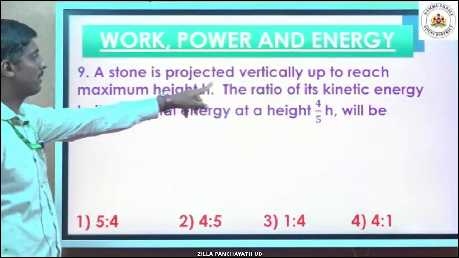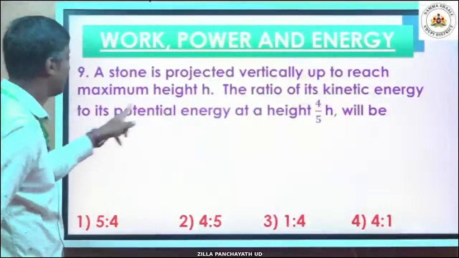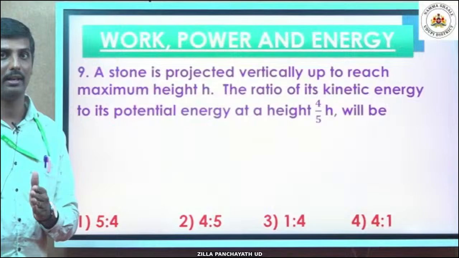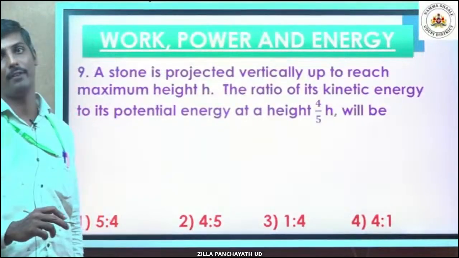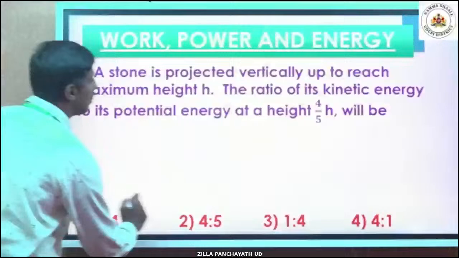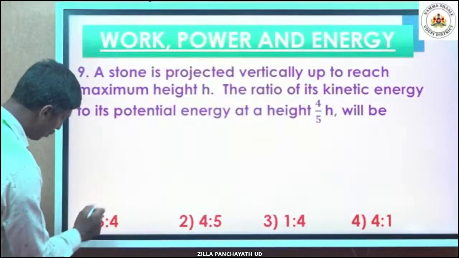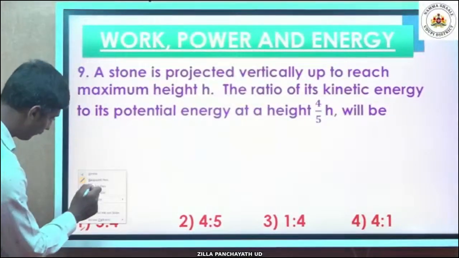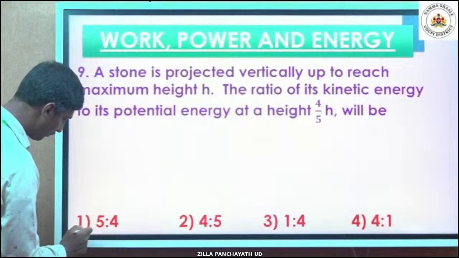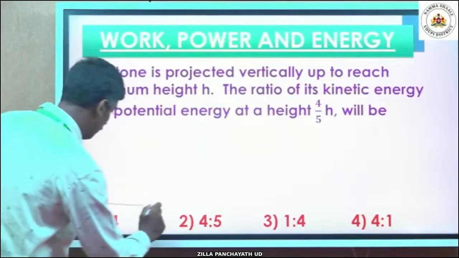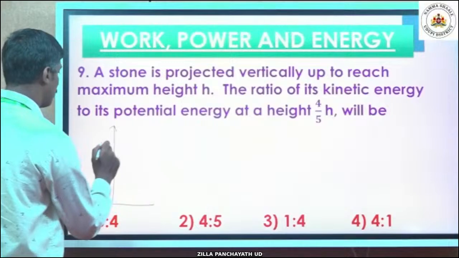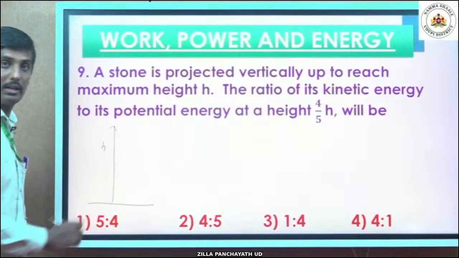A stone is projected vertically up to reach the maximum height h. ನೋಡಿ ಇದು ಸಹ ಅದೇ ರೀತಿಯ ಪ್ರಾಬ್ಲಮ್ ಮಕ್ಕಳೇ. The ratio of its kinetic energy to its potential energy at 4/5 h ಅಂತ ಹೇಳ್ತಾರೆ. ಹೌದಾ? ನೋಡಿ ಏನು ಹೇಳ್ತೆ? Projected upwards. So when the stone is projected upwards, ಯಾವುದೋ ಒಂದು height ಗೆ ರೀಚ್ ಆಗುತ್ತೆ. So let's do one thing.